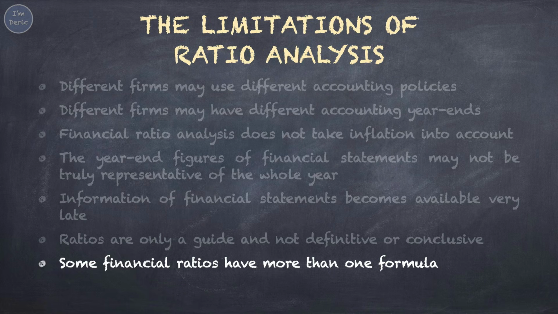Some financial ratios have more than one formula that can be used to calculate them. For example, the current ratio can be calculated as current assets divided by current liabilities, or as liquid assets divided by current liabilities. This can make it difficult to compare the financial ratios of different companies, as they may be using different formulas to calculate the same ratio.